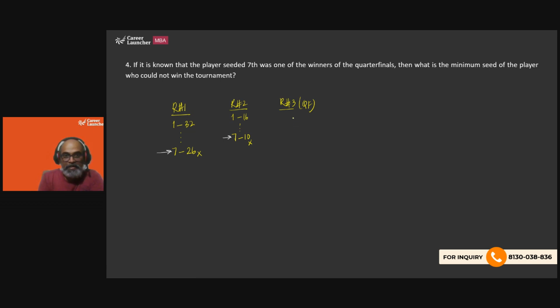Now, when 7 reaches the quarterfinals, it's between 1 and 8. So the sum is 9, so 7 will play against 2. Since 7 wins, 2 is again kicked out. So basically 26, 10, and 2, these seeded players definitely will not win the tournament, right? Since the question asked is the minimum seed of the player who could not win the tournament, the minimum seed means the smallest number. So it's going to be 2.